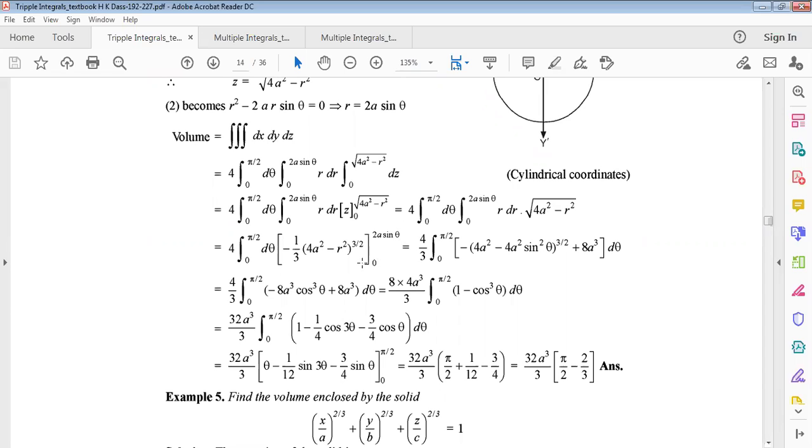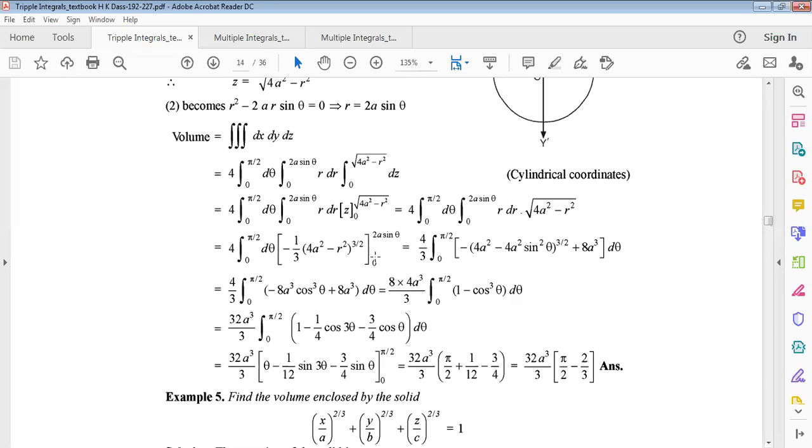Now actually you have to take a substitution process here. If we put 4 square minus r square equals t, understand, then minus twice r dr equals dt. So r dr equals minus half dt. So you have to make a substitution here. Then we can take the integration easily. If we take 4 square minus r square equals t substitution, then we get this result.